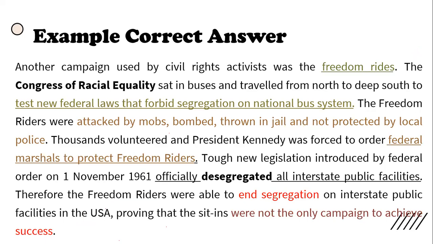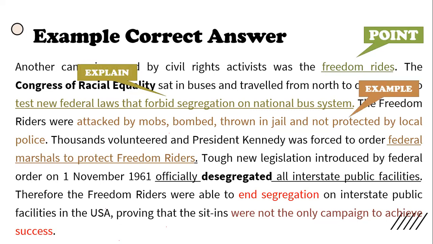So here you see, I'm just going to read it out, but as I read it, just take note of where the point, explain, example, and link is. Another campaign used by the civil rights activists were the Freedom Rides. The Congress of Racial Equality sat in buses and traveled from the north to the deep south to test new laws that forbid segregation on the buses. The Freedom Riders were attacked by mobs, bombed, thrown in jail, and not protected by local police. Thousands volunteered, and President Kennedy was forced to order federal marshals to protect the Freedom Riders.